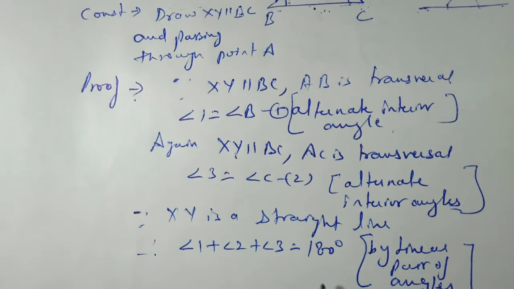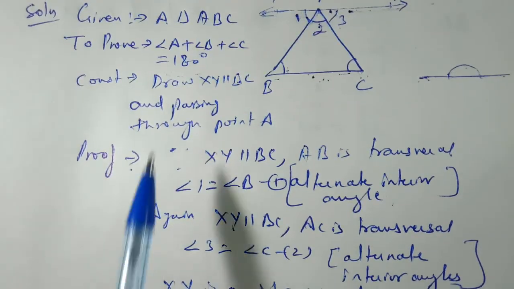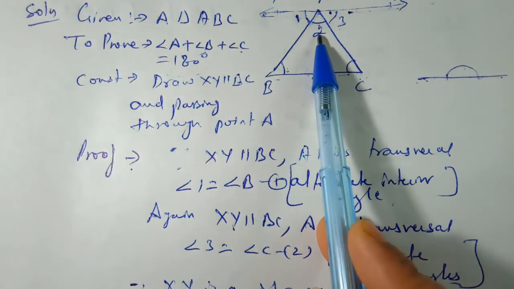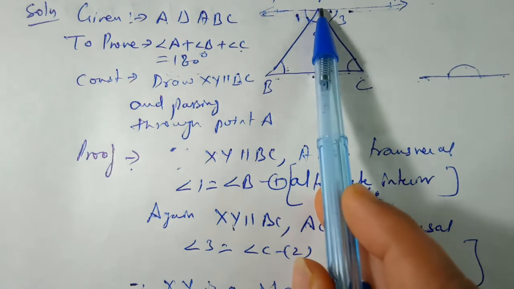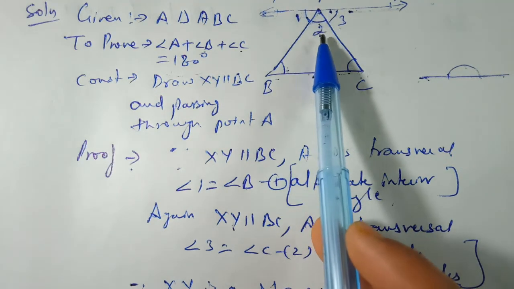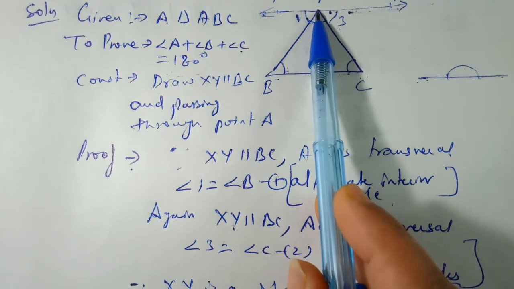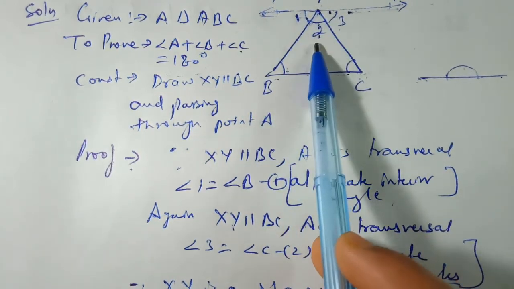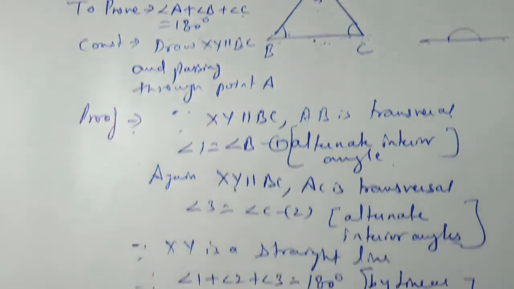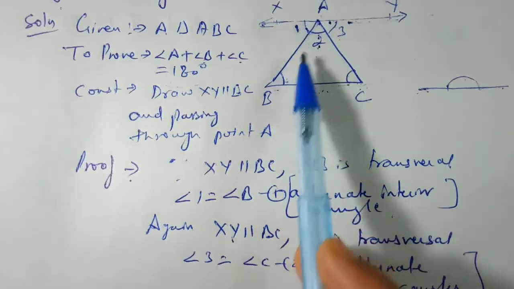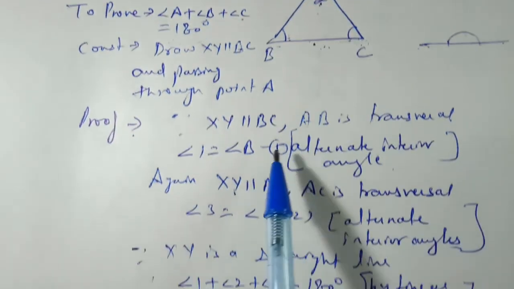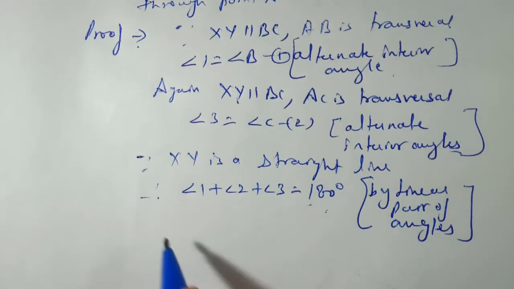Now we have got the 180 degrees. Now what is required? Angle A, angle B and angle C. Angle 2 we already have, and angle 2 will be marked as angle A, because in triangle ABC, angle A is marked as angle 2. In place of angle 1, we will write angle B, and in place of angle 3 we will write angle C, from equations 1 and 2, which we have proved.